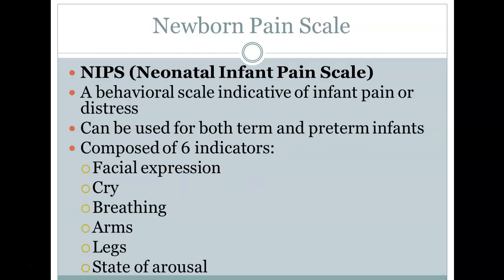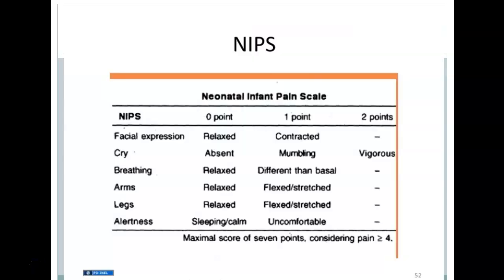We talk about a newborn pain scale. Now, we can do this on both the preterm infant as well as the normal term infant. This is a neonatal infant pain scale where we look at different features of the newborn to assess their pain. The scale is composed of 6 indicators: the facial expression, their cry, their breathing, their arms, their legs, and their state of arousal. So this is the typical NIPS score that we use.